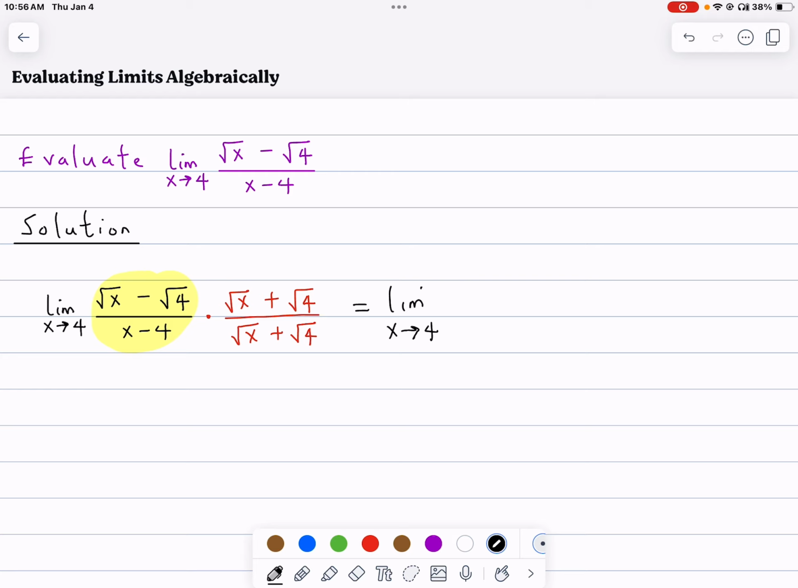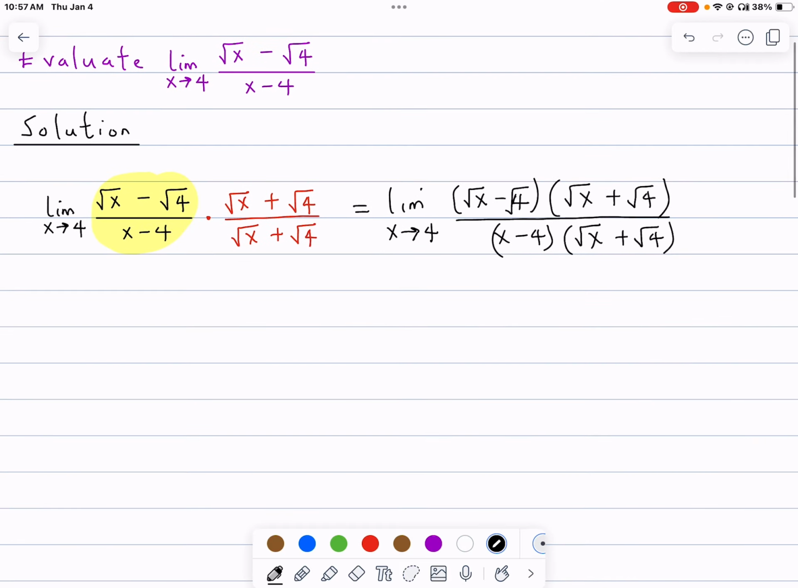I'm going to write it this way. I'm going to put it in parentheses. x minus 4 times the parentheses of square root of x plus square root of 4. So it's still the same thing, basically. Now, what can I do here?